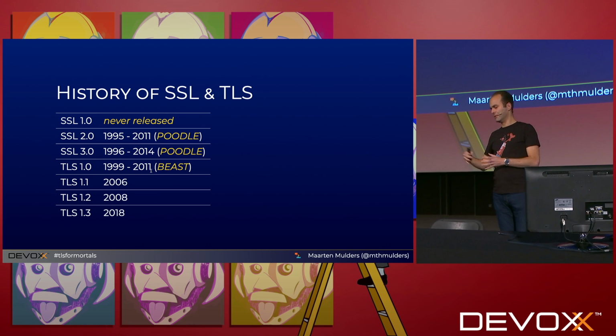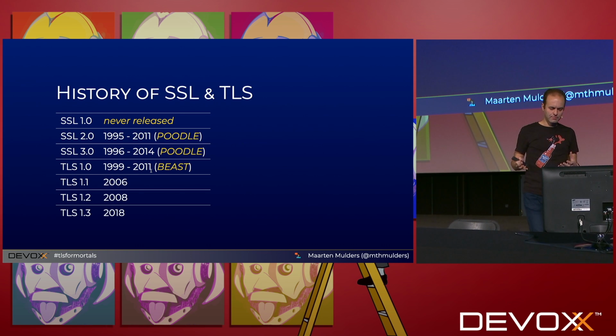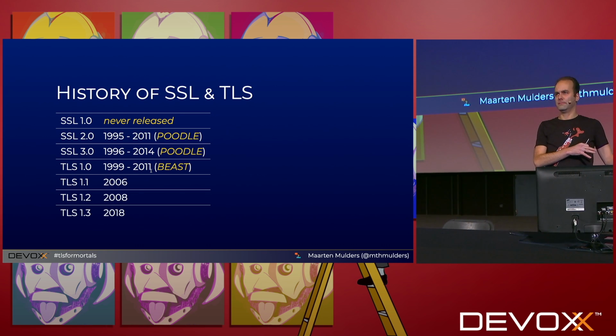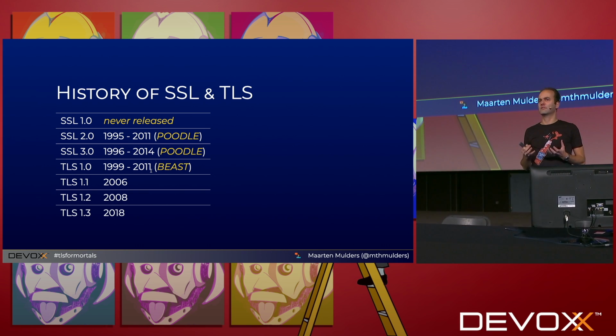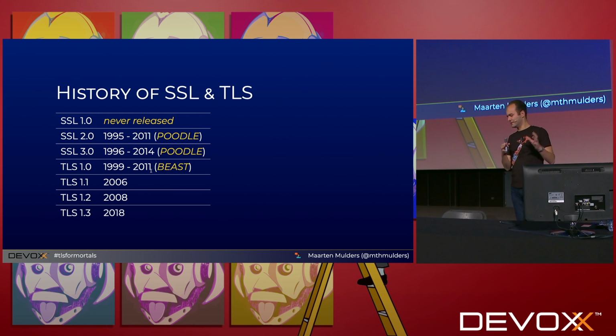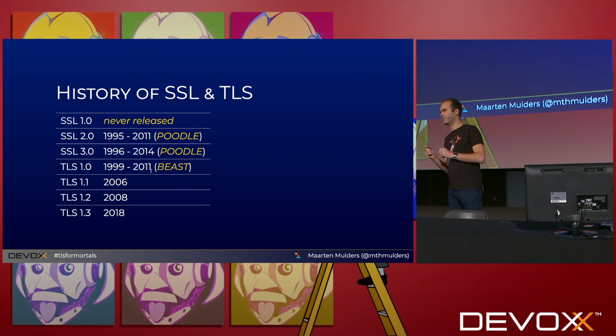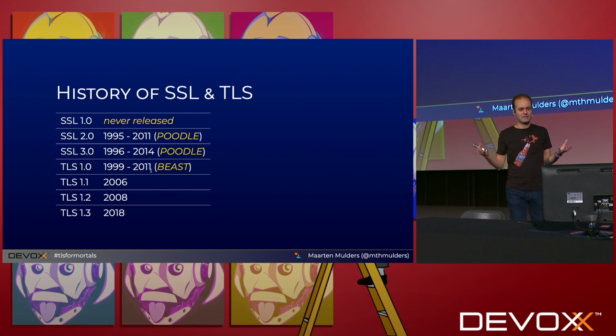SSL 3.0 was released in the meantime, 1 year later, which was also vulnerable to the Poodle attack, but that was actually discovered later in 2014. Then in 1999, the first release of TLS, Transport Layer Security 1.0, came out, which was basically the same as SSL 3.0, with a few small differences, not really worth calling it SSL 4 or something, but big enough to give it a new name somehow. It was released in 1999, but also vulnerable to the Beast attack.